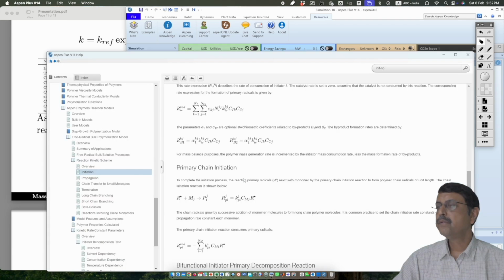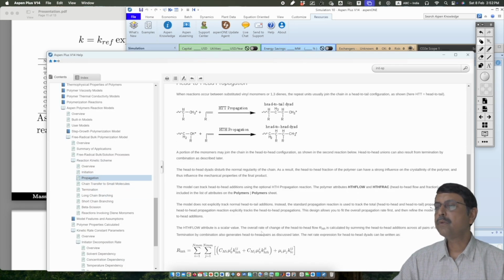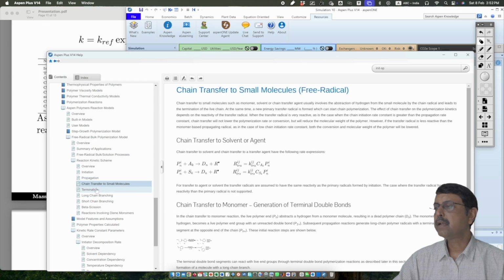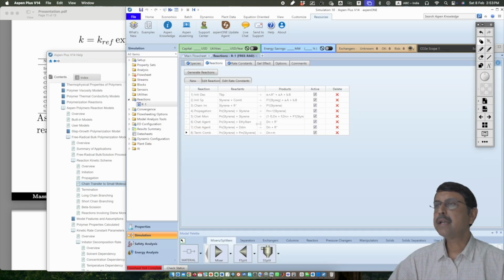Interested people can go through all of them one by one and learn it better. Actually, Aspen Plus doesn't have any comprehensive information, so I would advise you to go to a polymer engineering textbook where you will get more elaborate information on that. Anyway, let us continue with the example.